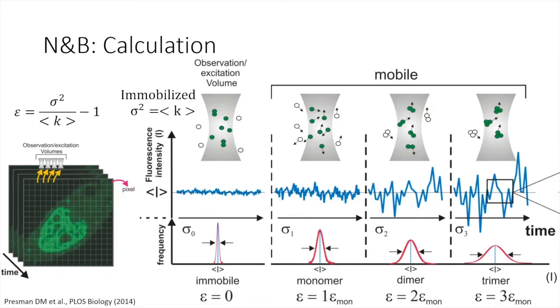fluorescence, you can see that for monomer, dimer, trimer, the fluctuation will increase. So you get a greater and greater epsilon value from this formula. This way, we can calculate epsilon from the time stack of your images and find out the brightness of your sample.